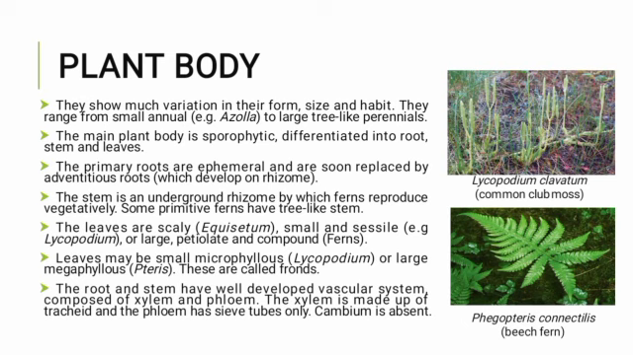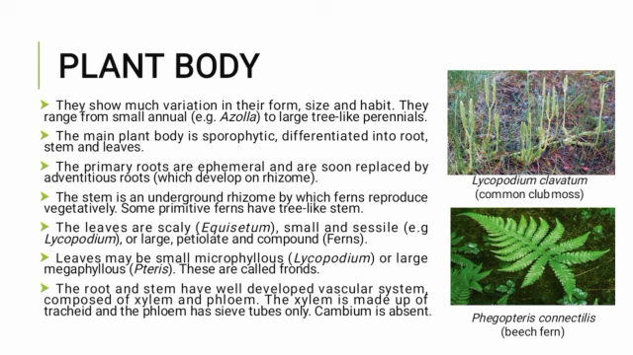Now, how do they look? They show variation in their form, in their size, and in their habits. They range from small annuals to large tree-like perennials. The main plant body is sporophytic, differentiated into roots, stem, and leaves. The primary roots are ephemeral and are soon replaced by adventitious roots, which develop on the rhizome. The stem is an underground rhizome by which ferns reproduce vegetatively.